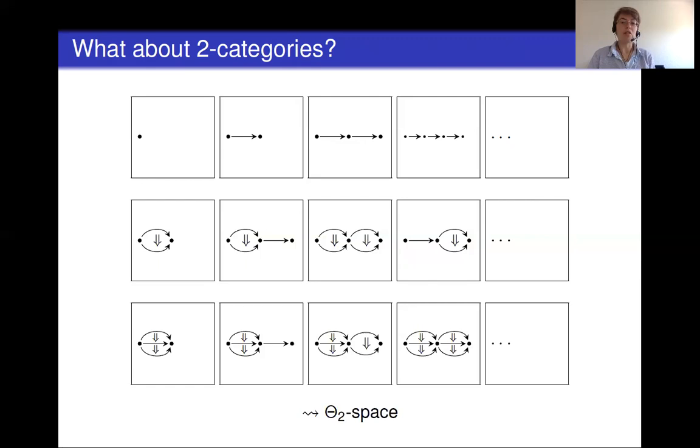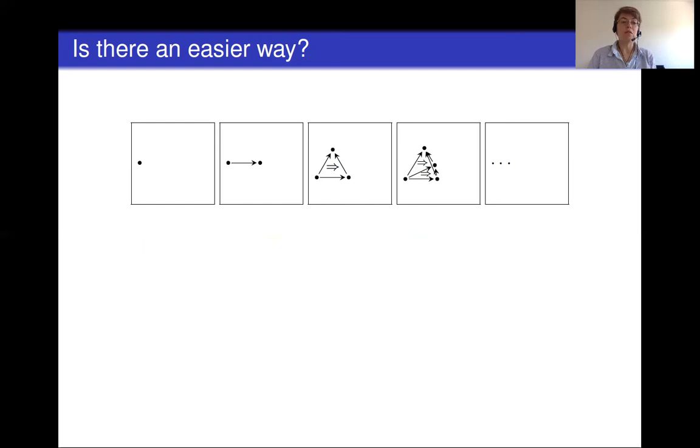So is there something easier? Can we maybe package the data differently? Do we actually need to remember all of these compositions in some weak way? And the answer is there is something easier. And it starts as follows. So you still need to remember your objects and your one morphisms, but now two morphisms, for example, are remembered in this weird way. And then you have tetrahedra of two morphisms and so on and so forth. So this data assembles into a simplicial set.